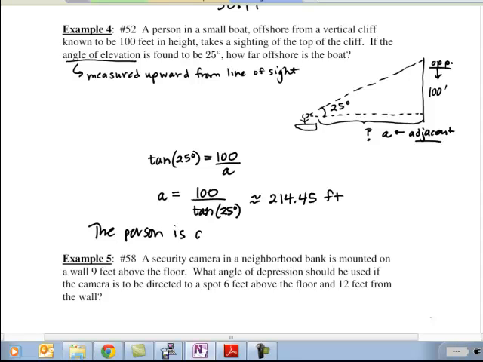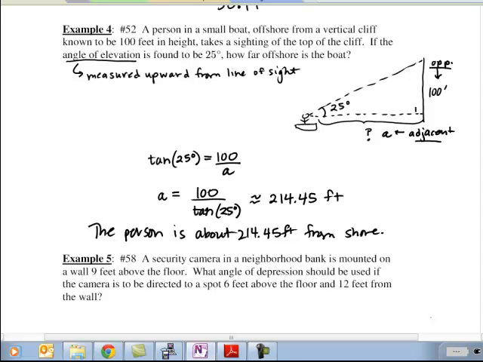So we'd say the person is about 214.45 feet from shore. So the key was to think about what's the angle that's given and what sides do we have relative to that angle. We could have done more work.